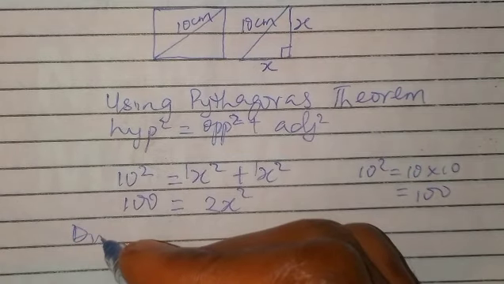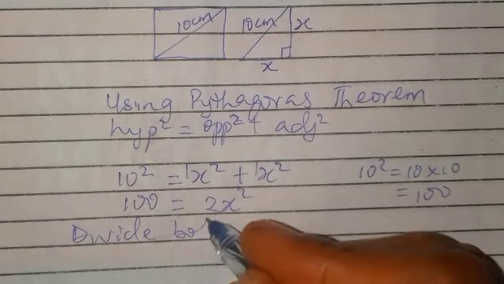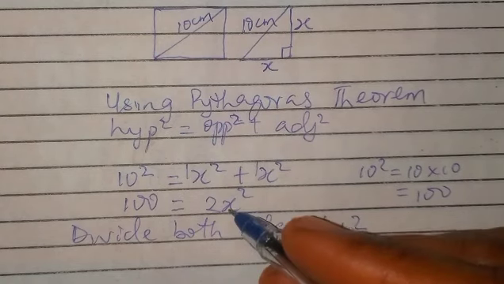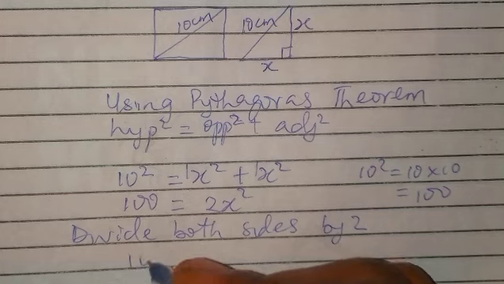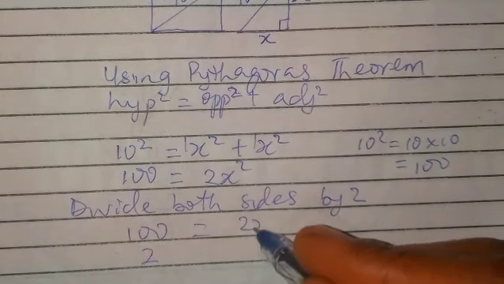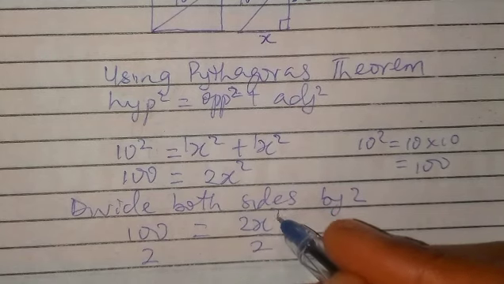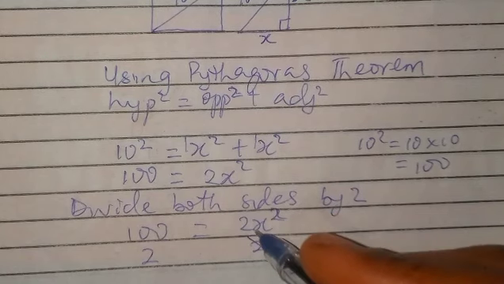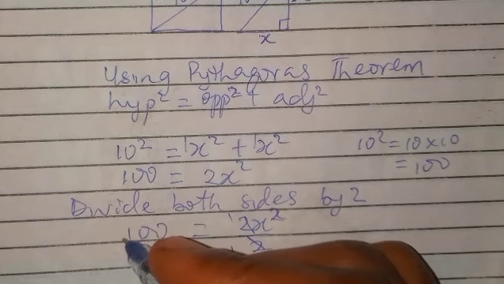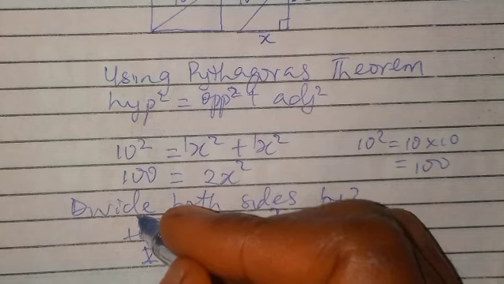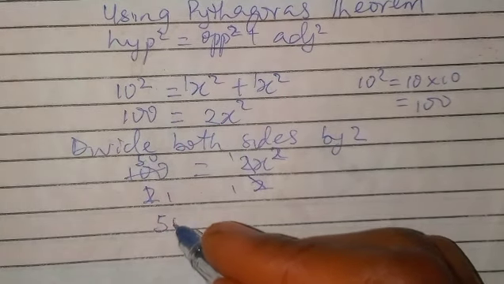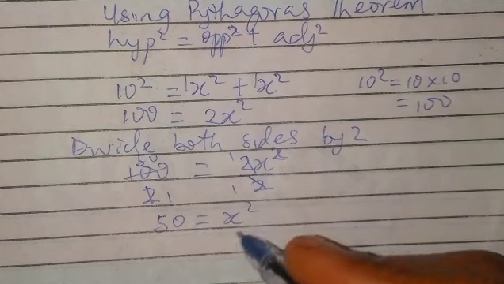So we divide both sides by 2, that's the coefficient of x squared here. So 100 divided by 2 is equal to 2x squared divided by 2. We divide 2 by 2 to get 1, and 2 into 100 will give us 50. So we'll have 50 is equal to x squared.